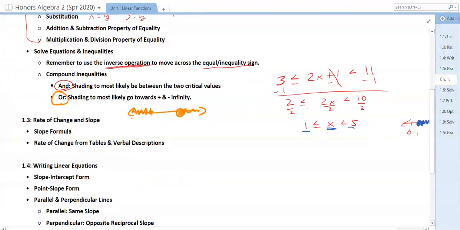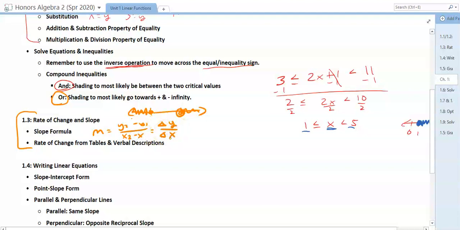Remember, go back to the 1.1, 1.2 video if there's anything from this section that you're still a little confused on. 1.3, short section, right? We talked about rate of change and slope. Again, slope formula, m is equal to y2 minus y1 over x2 minus x1. Or we talked about the rate of change being the change in y over the change in x.